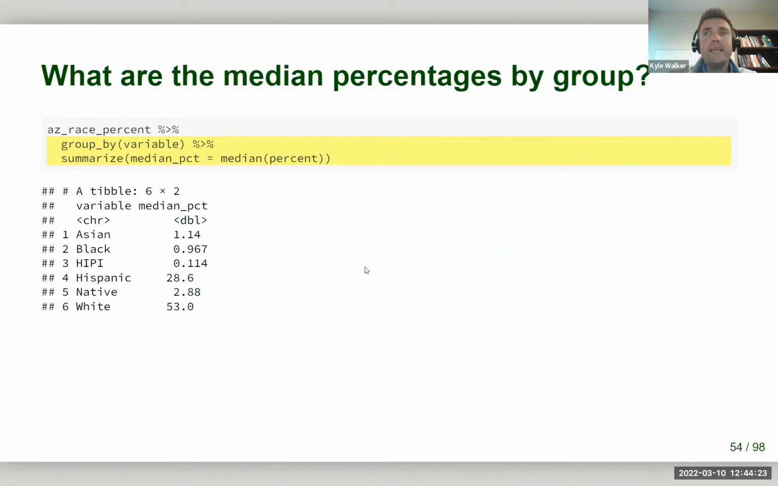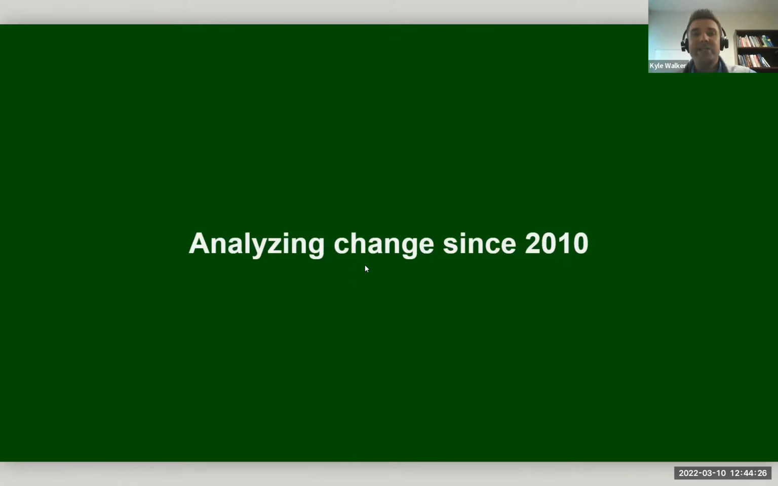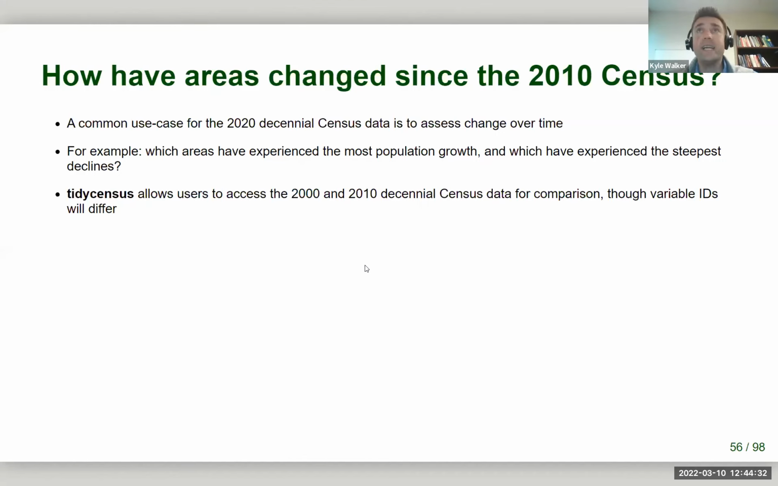So the last piece here that I want to show you for this section is a question that people are very commonly interested in when working with 2020 data, asking how areas have changed since 2010. And so this is something that the tidyverse really helps us out with, with a couple important caveats that I'm going to cover in just a moment. We don't have information yet on detailed race, ethnicity, or detailed age and sex breakdowns. So we can't make those comparisons yet, but we can make some comparisons between, say, total population, total households, and some of the other metrics.